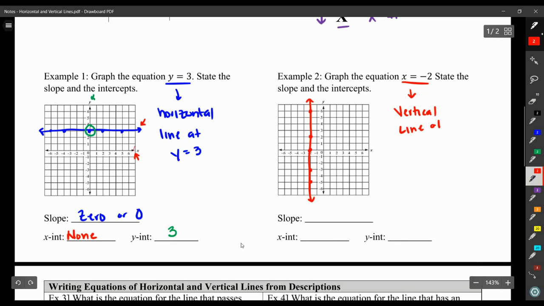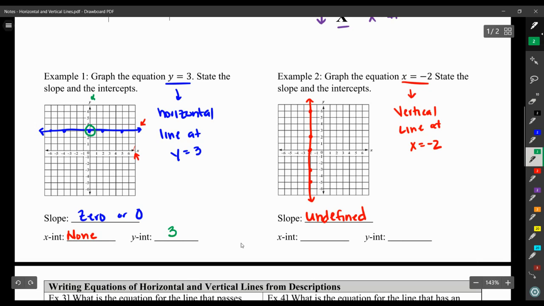at x equals -2. Now the slope of a vertical line is undefined. Vertical lines have an undefined slope because you end up dividing by 0, which we're not allowed to do.